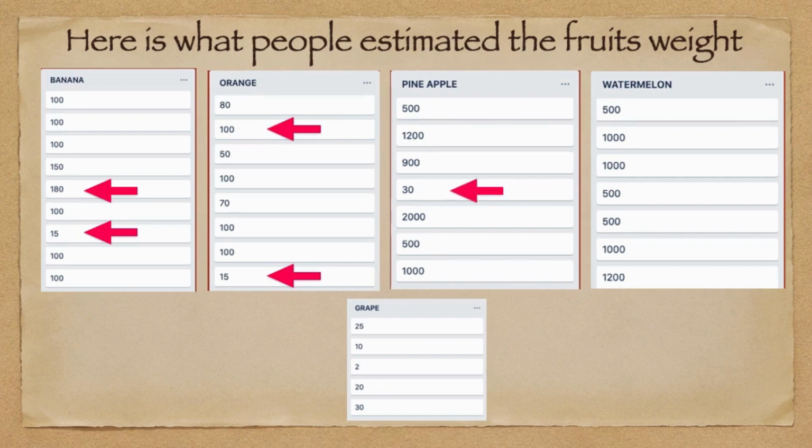Similarly, for pineapple, they estimated 30 grams. I have never seen a 30 gram pineapple in my 48 years of life. And the highest is 2000 grams, so much variance between the lowest and highest. Similarly, watermelon: 500 grams, again I have never seen a 500 gram watermelon, and the highest is 1200 grams, almost 3 times variance. Similarly, grape: 2 grams and 13 grams, 15 times variance, right?